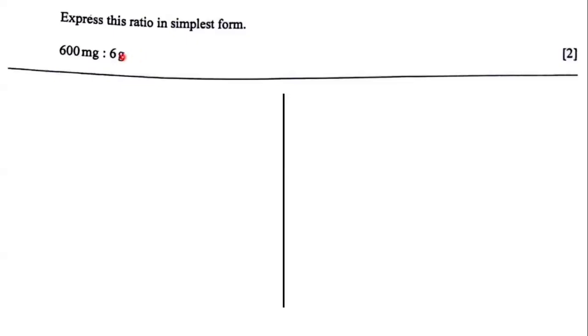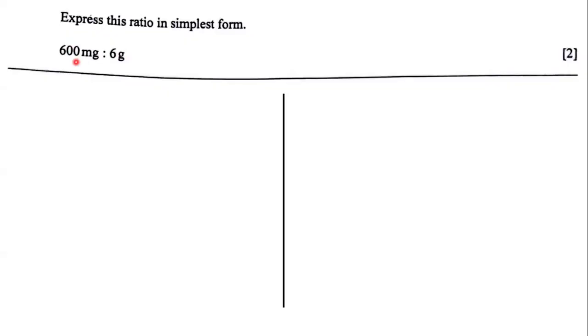Why can't we just simplify the numbers? We have 600, we have 6. Why are you trying to... They're different, they're different what? They're different units. Different units.